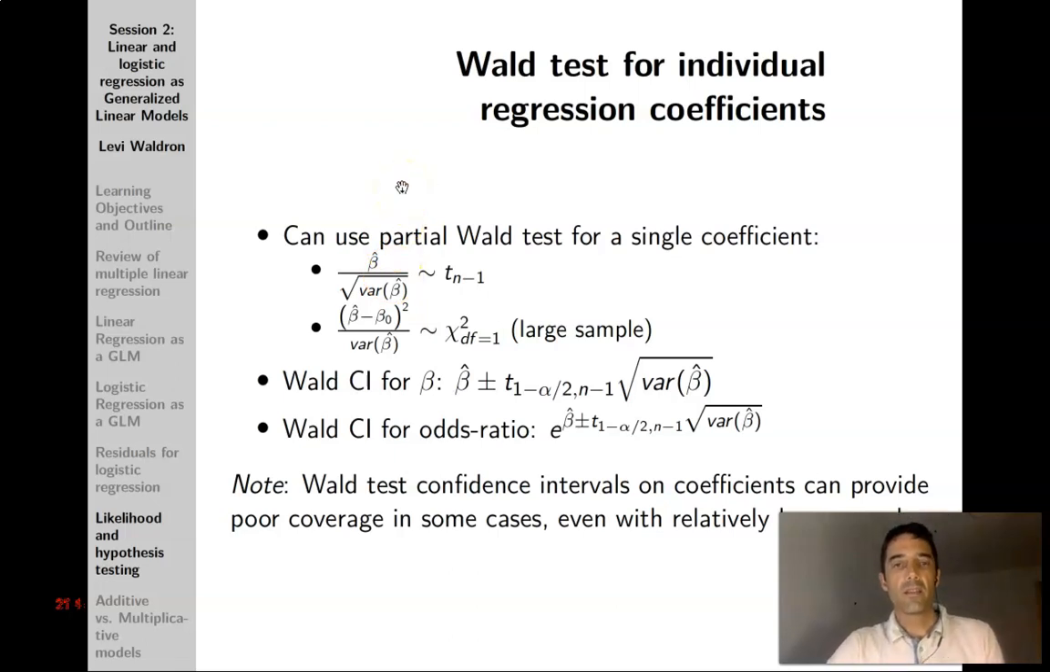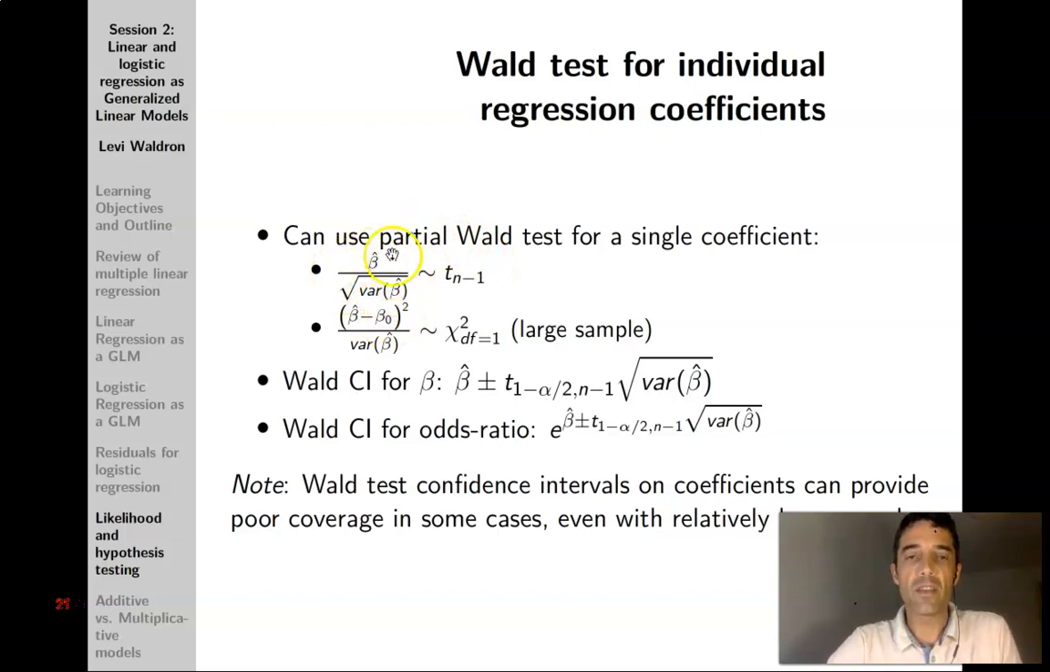One other test that is used a lot and is provided in the default output of most regression outputs in R is the Wald test. And it is used for a single coefficient. When you look at a regression output table and you see p-values for each coefficient, same thing in R, in SAS, those come from a Wald test by default.